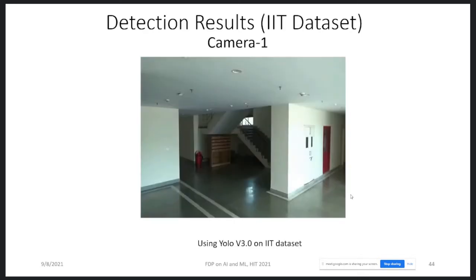Now, with this, when we applied it for detection, I will first show you the detection result. These are not tracking results. This shows how accurately the detection can be done. Just look into the video output. You will find how accurately it is doing the detection.